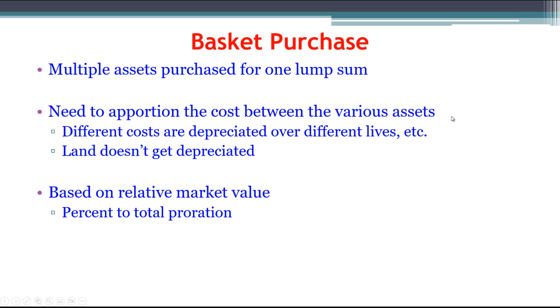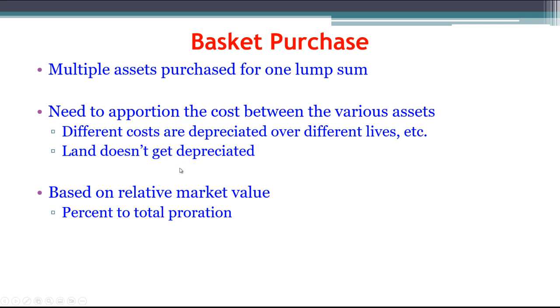And the reason this is so important is that the different assets are depreciated over different lives. Generally, they'll use the same method, but they'll be depreciated over different lives. They might even have different salvage values. So in the end, we need to make sure they're handled separately. Keep in mind also that land, which is quite often one of the pieces of a basket purchase, doesn't get depreciated at all. So we really need to keep that separate.